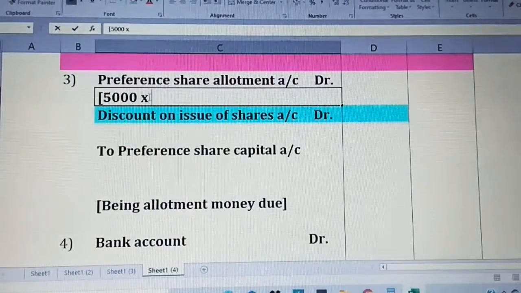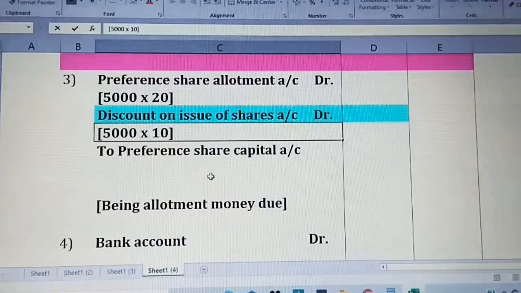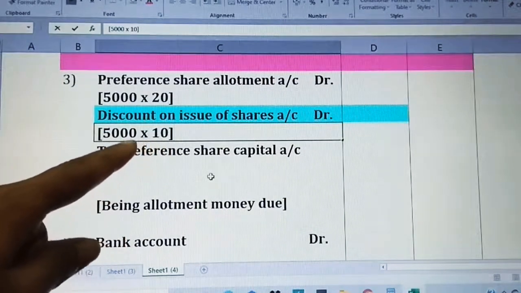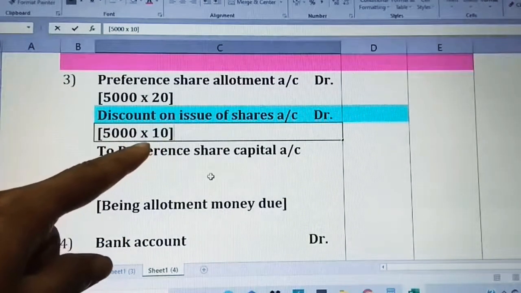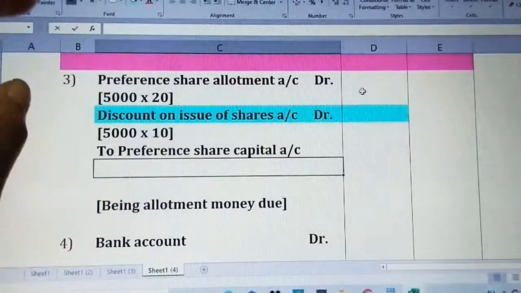5,000 shares at rupees 20, the allotment rate is 20, whereas the discount is 5,000 into 10, we have to calculate. See, this 10 rupees comes based on the face value of the company, which is 100, into 10% discount, which is 10 rupees. So you have to calculate and show it as a note, in pencil. So that value is 10 rupees discount rate. Now we have to just take up the total.